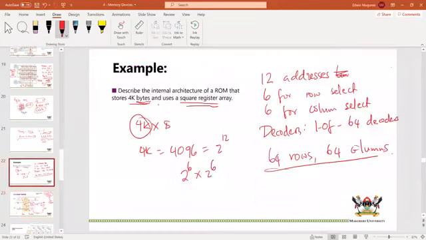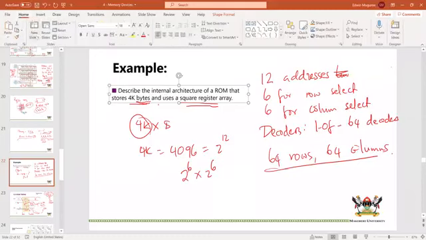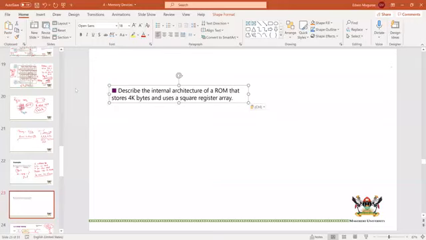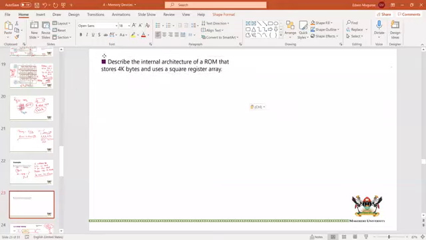Somebody wanted me to rebound this. I don't know how to rebound this, but since you have asked, let me just redo it again for you. And maybe while we are at it, I can give another example as well. So we have seen, they've told us that this is a square register array. So we know that, and this is 4K bytes, 4K by 8. We are interested in addressing only the words, the number of words, not the byte, not the size, because they are equal to the number of registers.